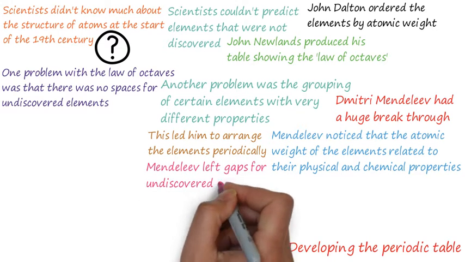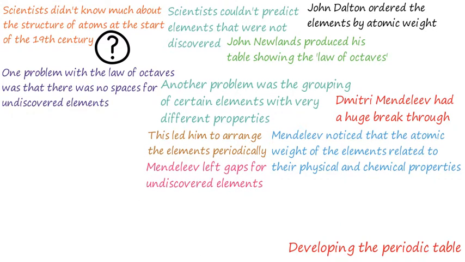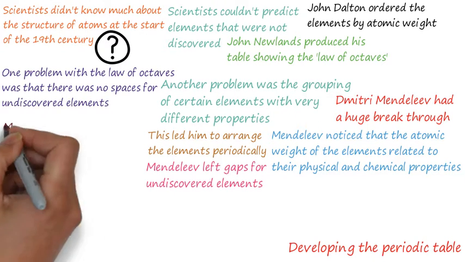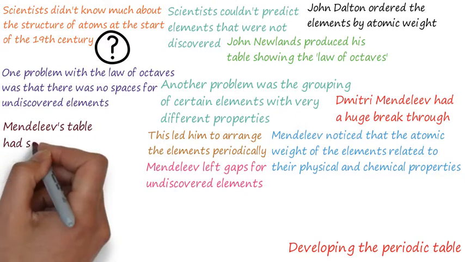Unlike John Newlands, Mendeleev left gaps for undiscovered elements, and he used the table to predict the properties of these undiscovered elements. When these elements were discovered, his predictions were proven to be correct, and the elements had places in this table. An example of this was gallium. When it was discovered, his predictions of its properties were correct.